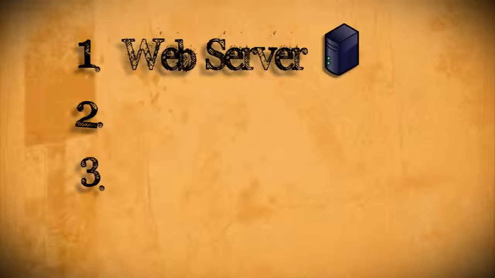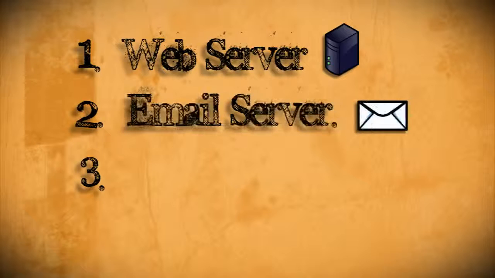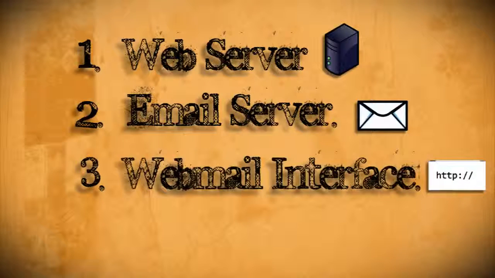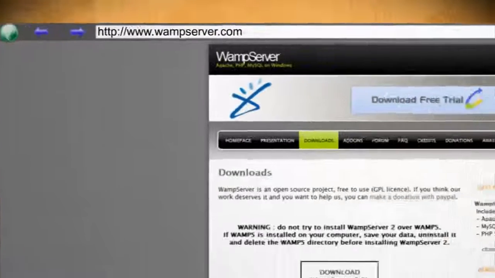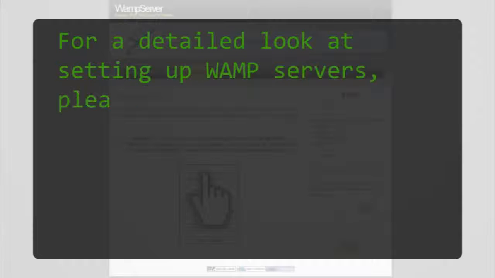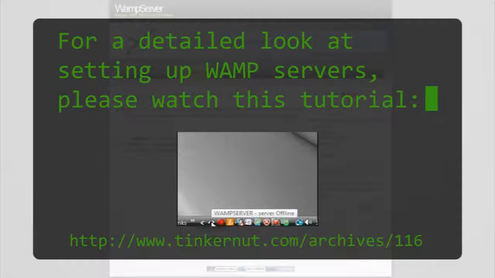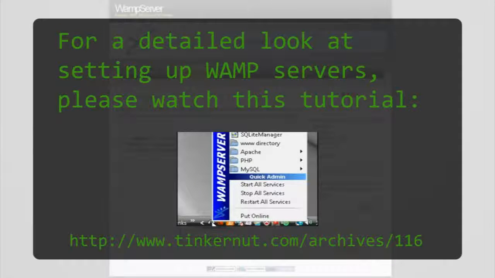To do this project, we're going to need 3 programs: a web server so that we can access our computer from the web, an email server to create a structured email database, and a webmail interface so that we can log on to our email account through a web page. For the web server, we're going to be using WAMP Server, which is the most popular Windows Server software. If you need a more detailed look into how to set up a WAMP server, feel free to watch my previous tutorial on it, which you can find here.